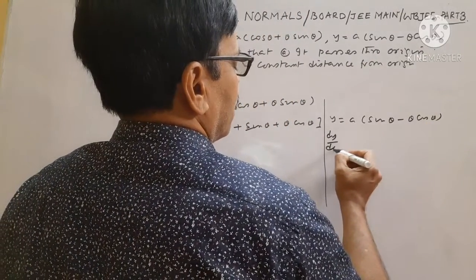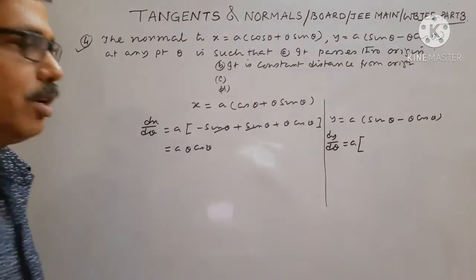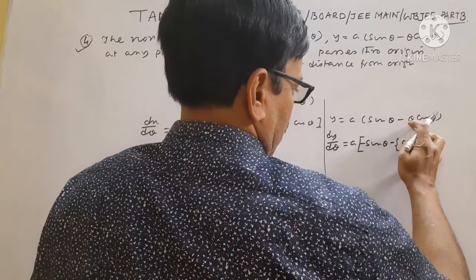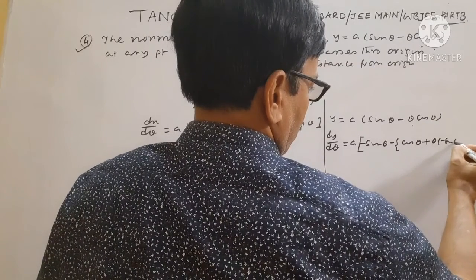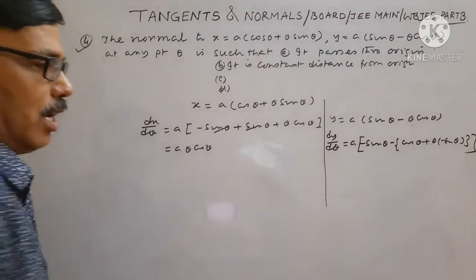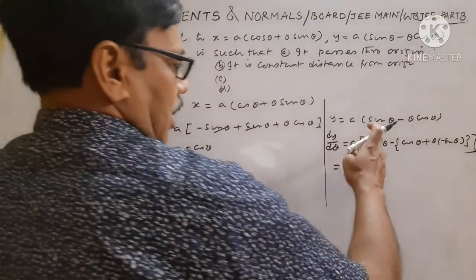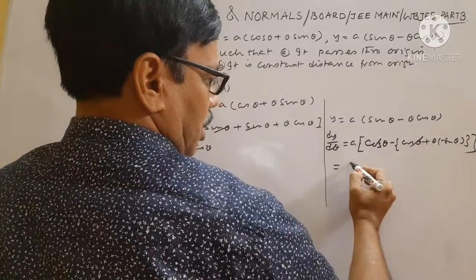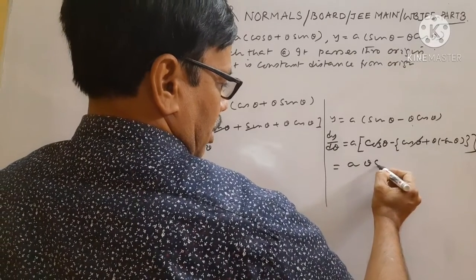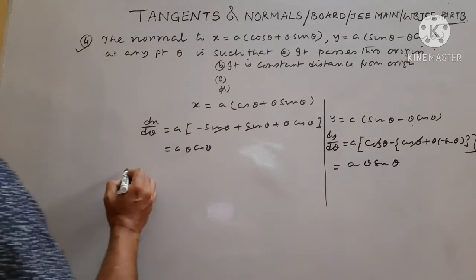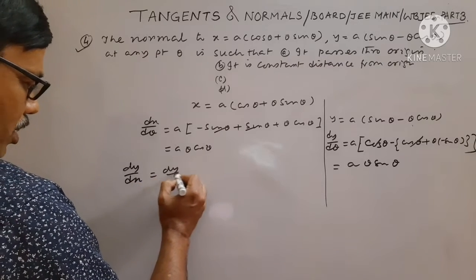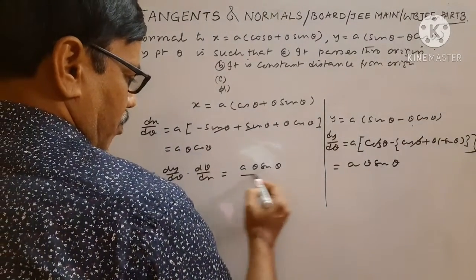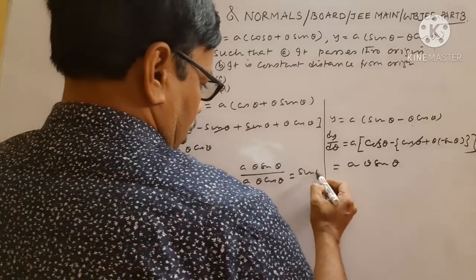So, what is dy by d theta? a, bracket, cos theta unchanged, plus theta into minus sin theta, minus, the derivative of sin theta is cos theta, minus cos theta. So, finally, cos theta unchanged, minus minus plus, a theta sin theta. So dy by dx, by chain rule, is dy by d theta divided by dx by d theta. So, a theta sin theta by a theta cos theta, which is sin theta by cos theta.